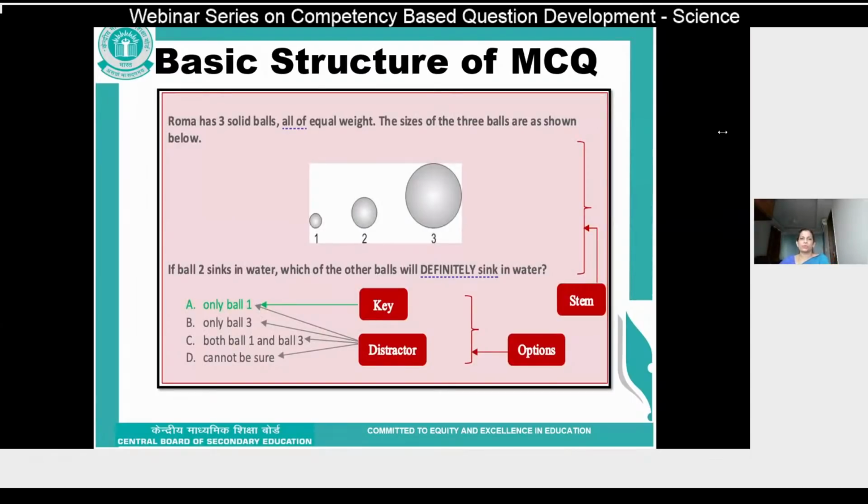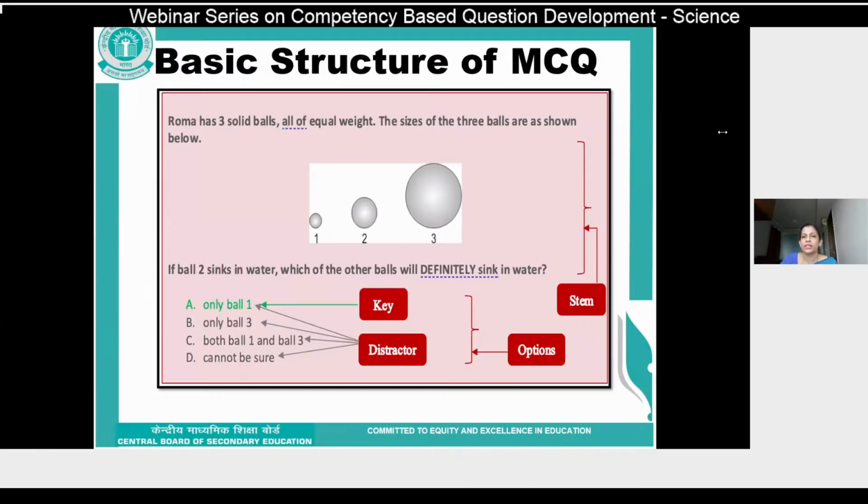The basic structure of any multiple choice question is composed of two parts. One is the stem, the other is the options or alternatives. The stem defines or identifies the question or a problem, and a set of alternatives, also known as options or possible answers. It should contain a key. The key is the best answer to the question, and we call it the key.